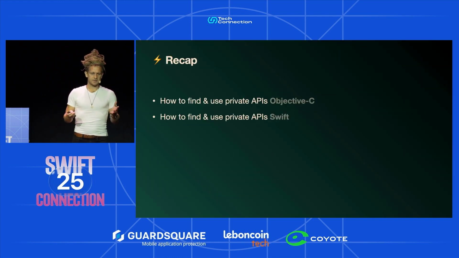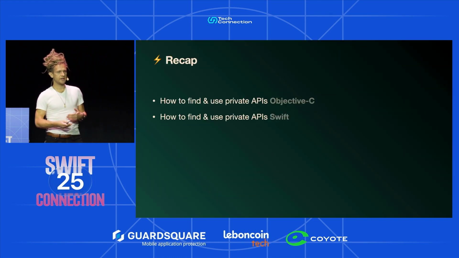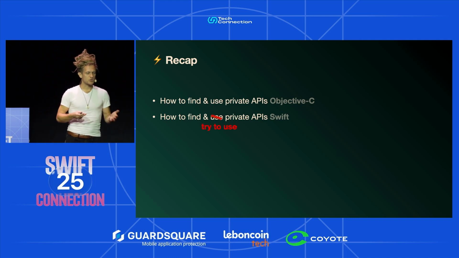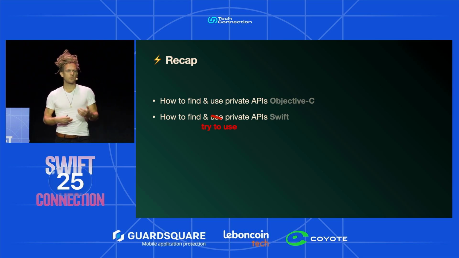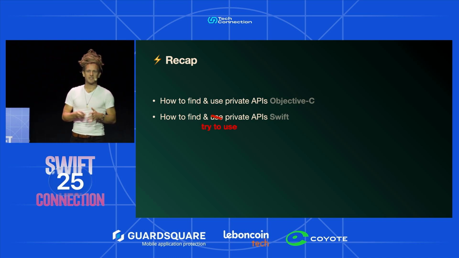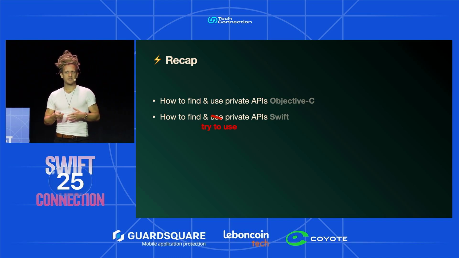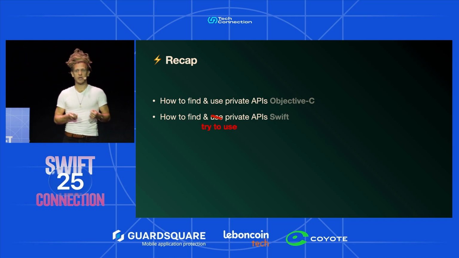And today we saw how to find and use private APIs in Objective-C, and also how to find and try to use private APIs in Swift. The truth is that Swift, with its complexity of protocols, generics, and such, makes it a bit hard and really less convenient. And let's be honest, the cool APIs still are part of Objective-C. Like Core Animation is freaking amazing.